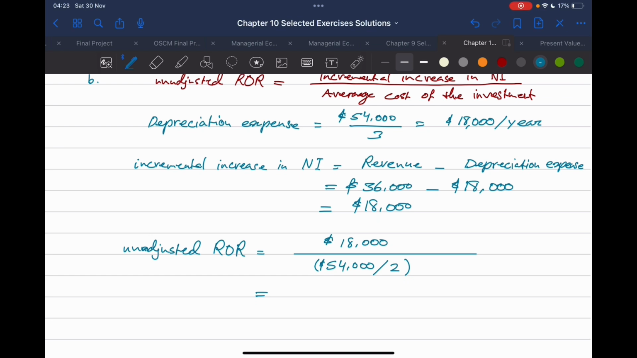Now we crunch the numbers in our calculators. 18,000 divided by, open a bracket, 54,000 divided by 2, close that bracket, and that's going to be 0.67 rounded, or actually I'm going to add more decimal places because we're going to transform it into a percentage, so that's going to equal 66.67%.